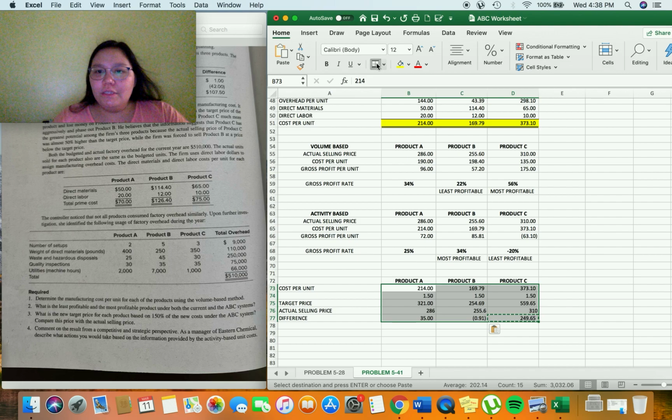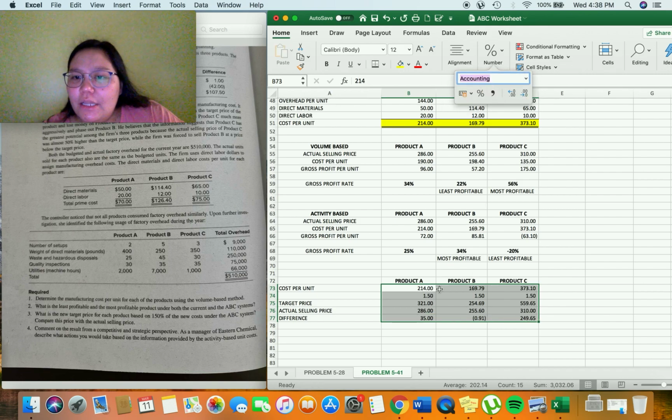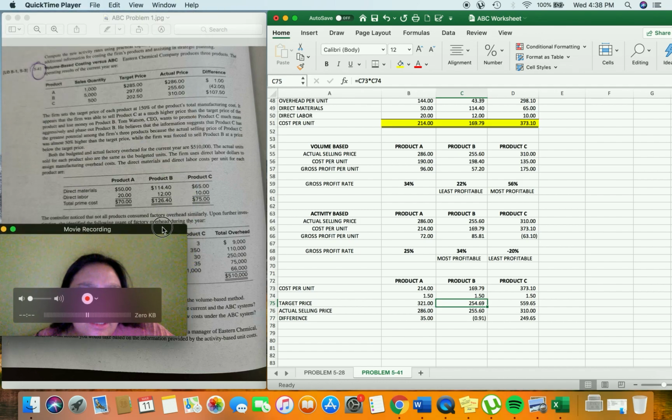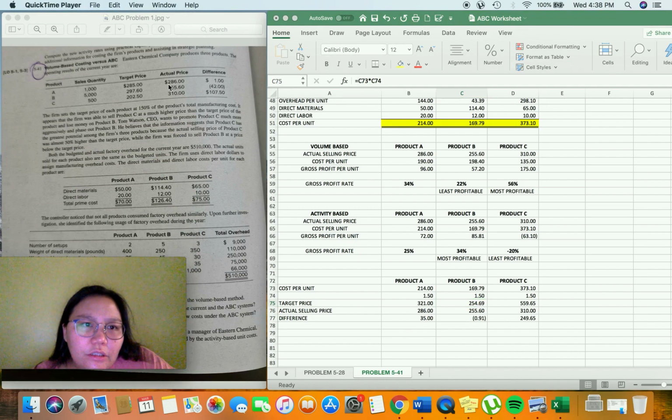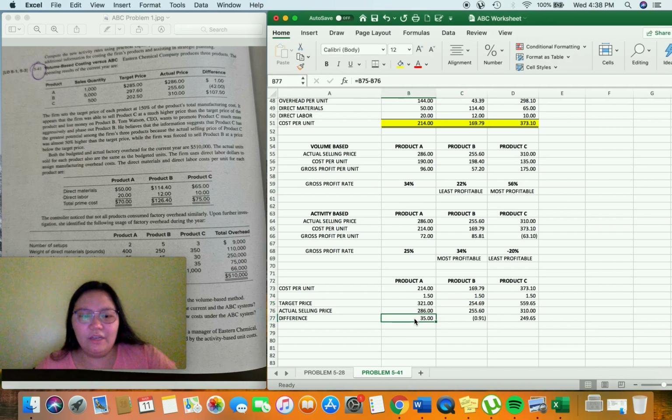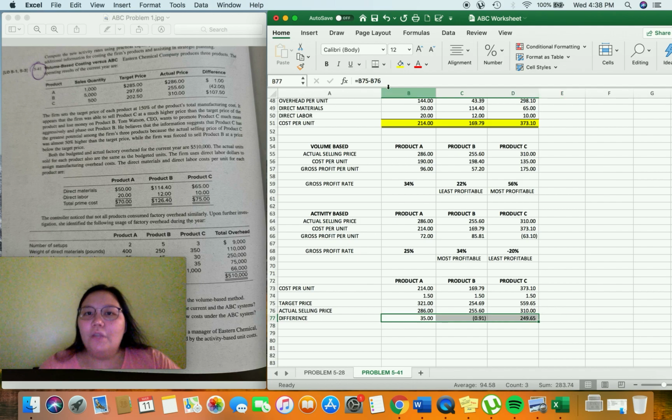So, ang nangyari this time, kanina, sabi nila, 'di ba, we have to manufacture, sabi ni CEO, si product C na lang daw, kasi the actual selling price is almost 50% higher than the target price. Pero, pag tinignan pala natin, ano nangyari? The difference, 'di ba?